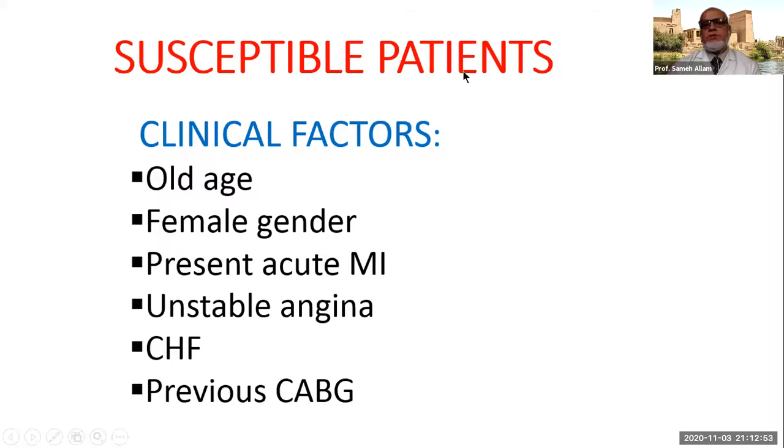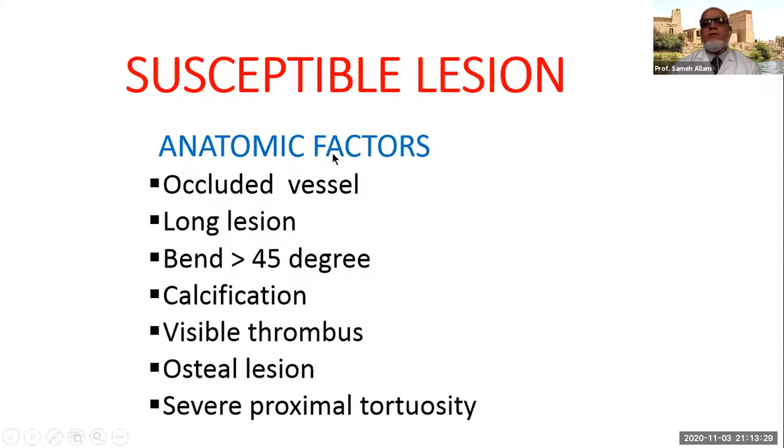Who are the susceptible patients to develop complications during PCI? There are clinical factors. Old age and female gender are more prone. Acute coronary syndrome and acute myocardial infarction with thrombus burden are liable to complications, as are patients with stable angina, congestive heart failure, and acute coronary syndrome or chronic stable angina. Patients who underwent previous CABG are more prone to complications. And there are anatomic factors that make patients more susceptible to complications. Totally occluded coronary arteries are more prone to complications, long lesions, bends more than 45 degrees, presence of calcification, visible thrombus, ostial lesion, severe proximal tortuosity. These are anatomical factors that precipitate the lesion and the patient to develop complications during PCI.